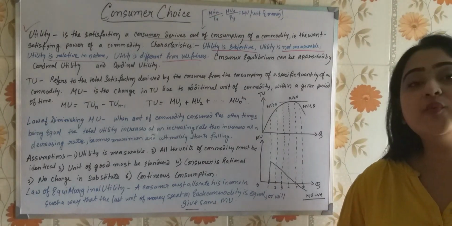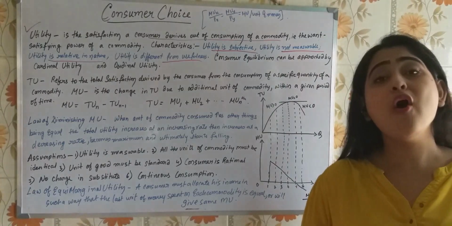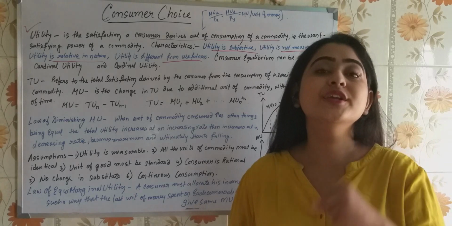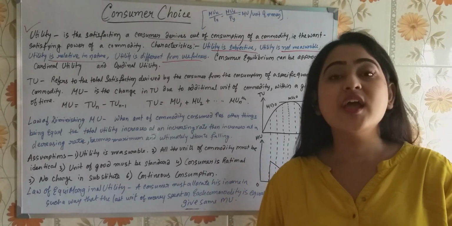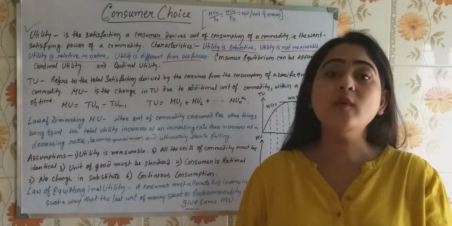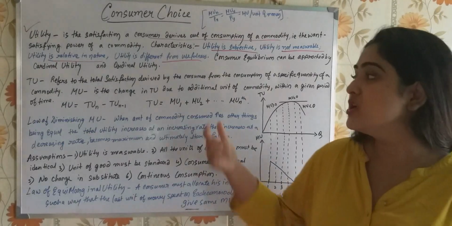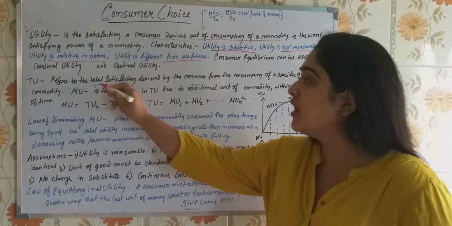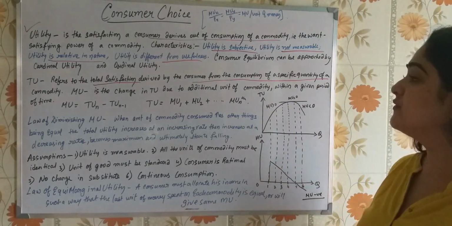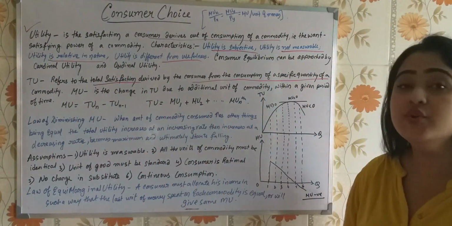Now we will refer to the word total utility. What is the total utility? It is the sum total of all the utility that a commodity is providing. After every unit of consumption, the total utility derived from the consumption of that particular commodity is the total utility. So it refers to the total satisfaction derived by the consumer from consumption of a specific commodity. So we call it total utility.